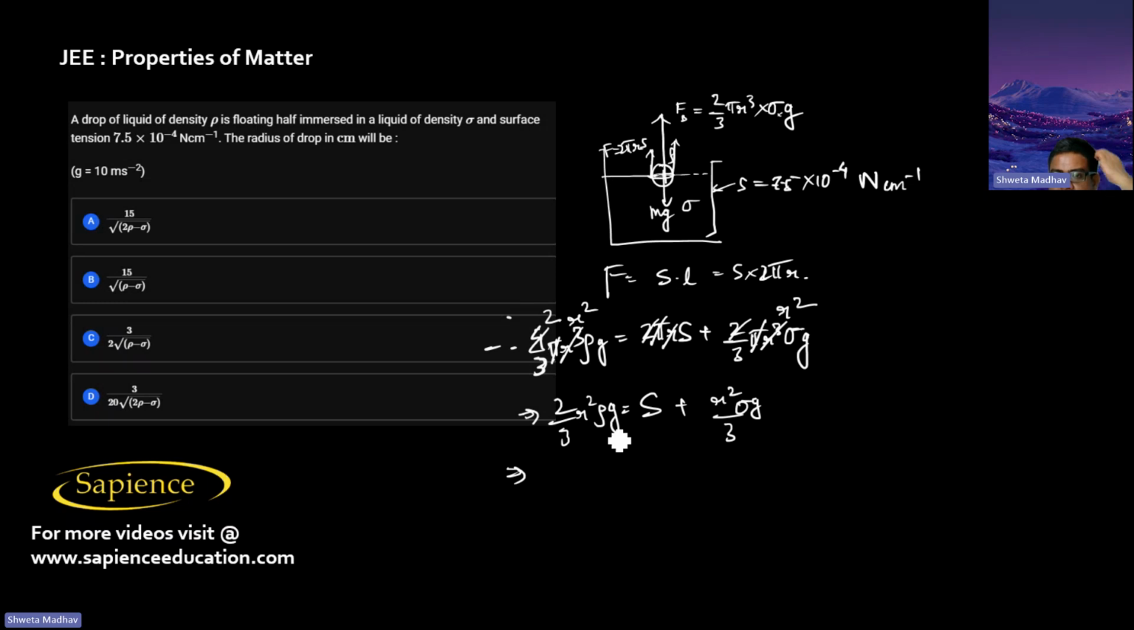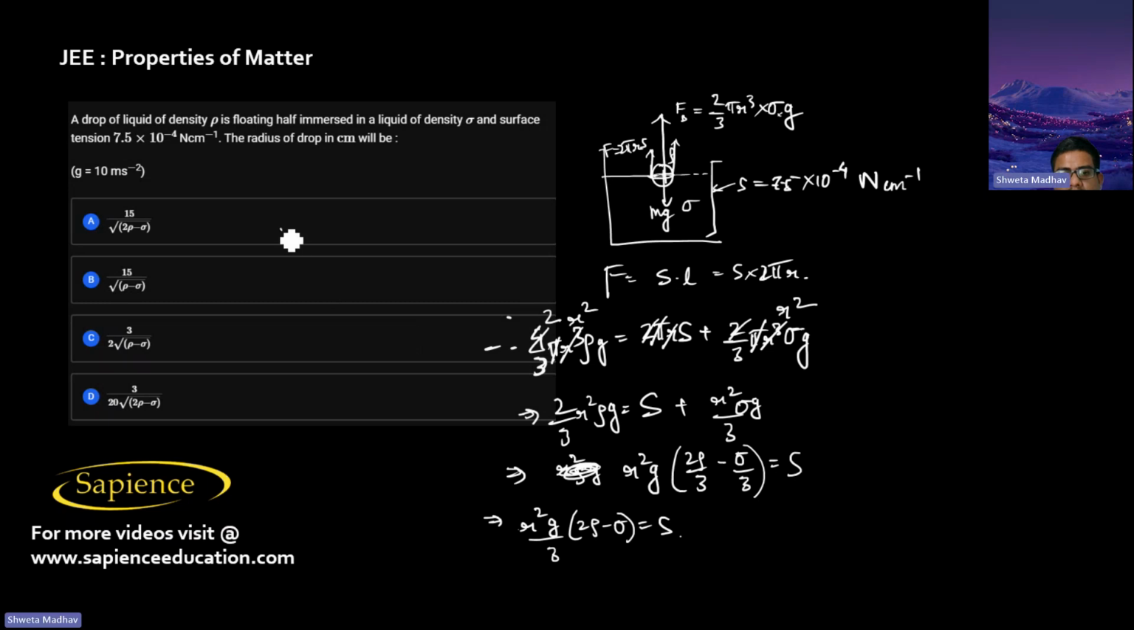The radius of the drop we have to find out. So this will be r square rho into g. So r square g I can take as common into 2 rho by 3 minus sigma by 3, that is equal to s. So therefore r square g by 3 into 2 rho minus sigma is equal to s. So therefore r square will be equal to 3s by g into 2 rho minus sigma.